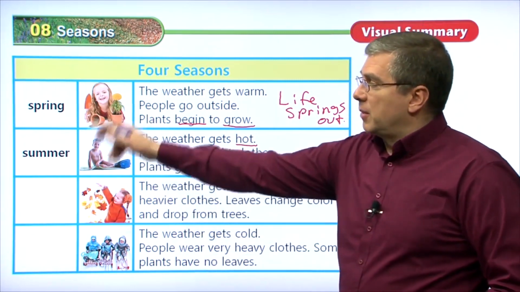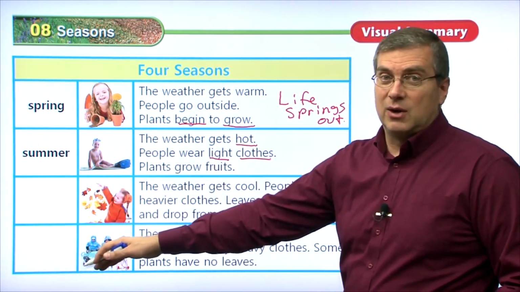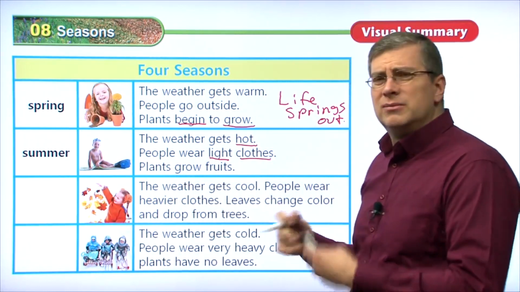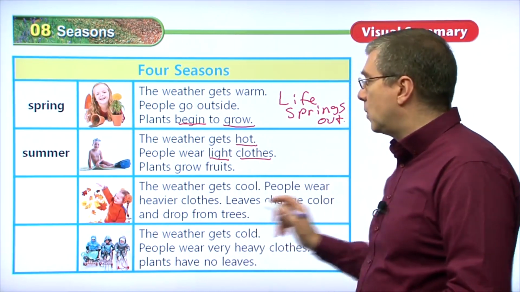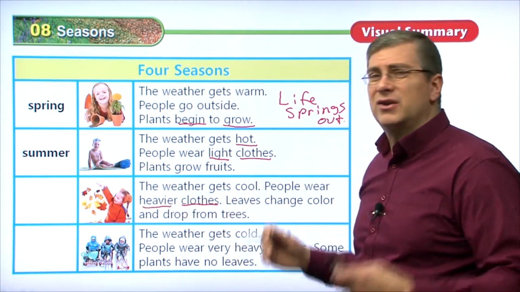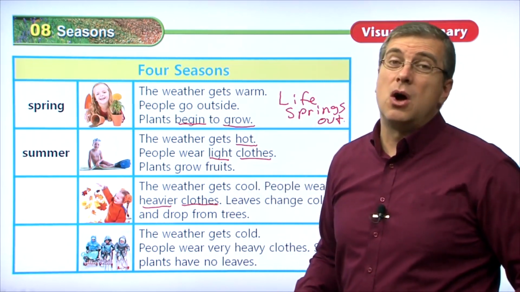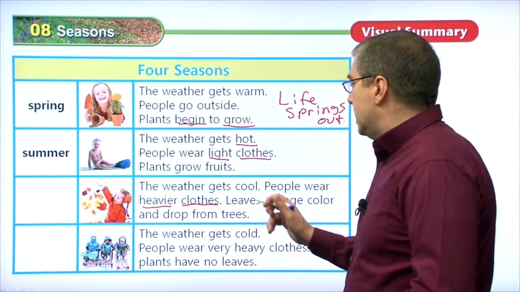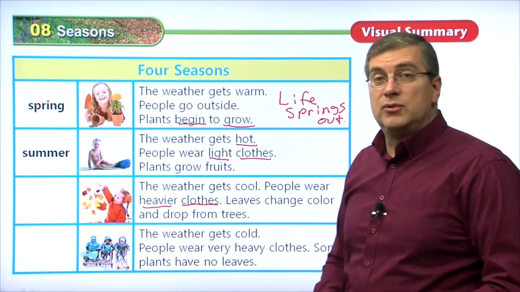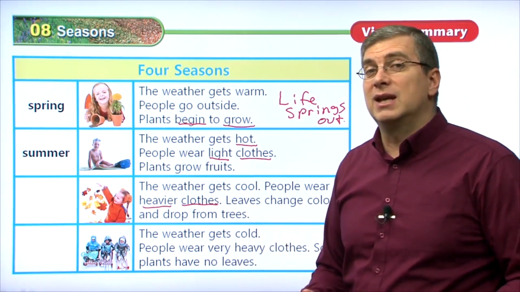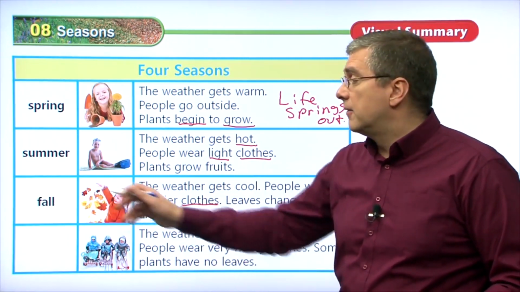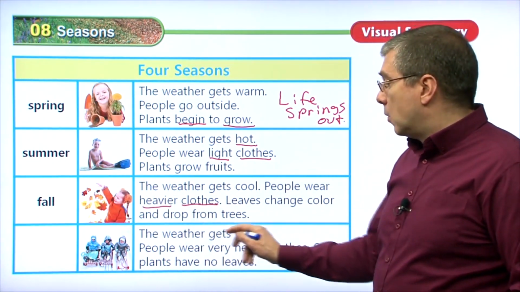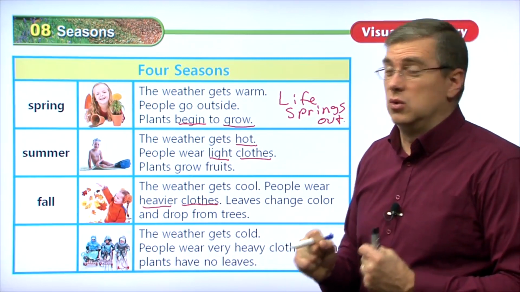The next season, of course, you remember the order of the seasons. You can just fill it in very quickly, but let's go over the next one. The weather gets cool. So after the summer, the weather starts to get cool again. People wear heavier clothes. Start to put on that jacket. Start to put on those long pants, right? Don't wear shorts anymore. Start to wear jeans or something like that. Leaves change color and drop from trees. That's a very important feature of fall, right? That season is fall.